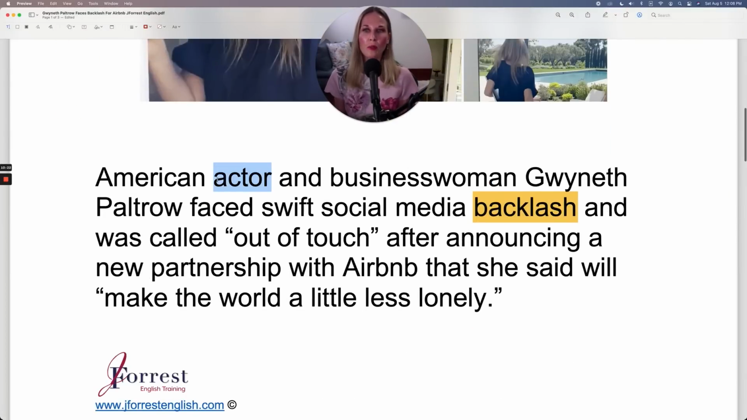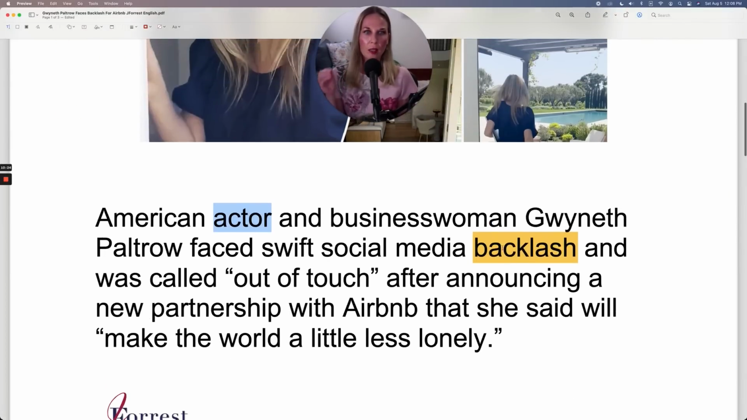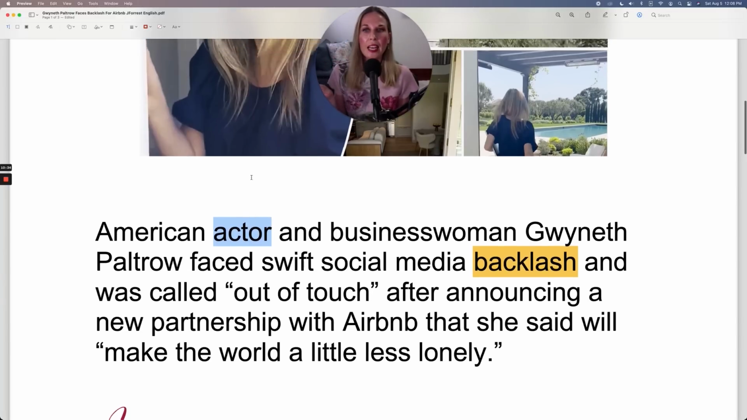Notice how they use actor, but in this case, they use businesswoman. Actor in the past was only used to describe males, and then actress was used for females, but that is not something that in modern usage of English people continue to use. So she is an actress, but you can also call her an actor. But the opposite does not work. So you can't call a man an actress.